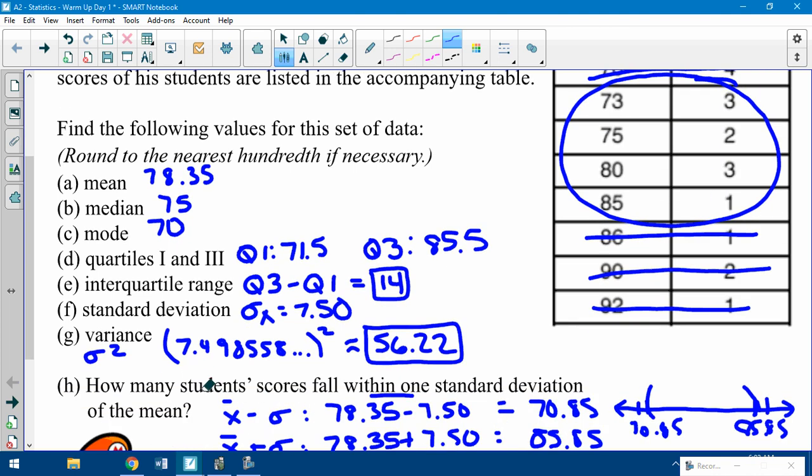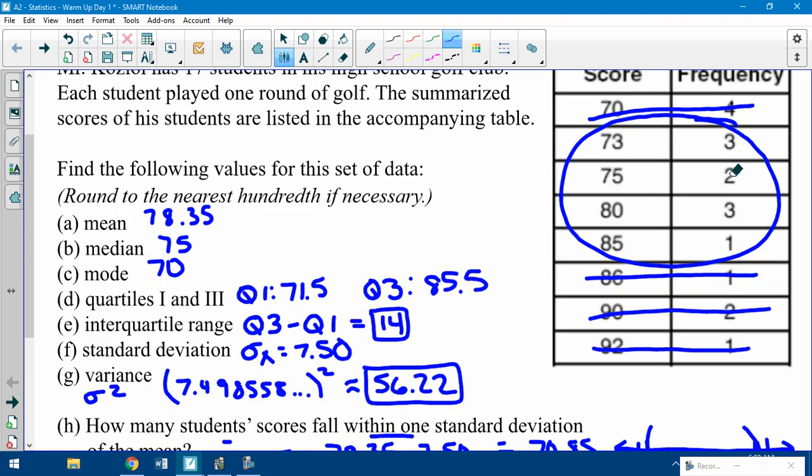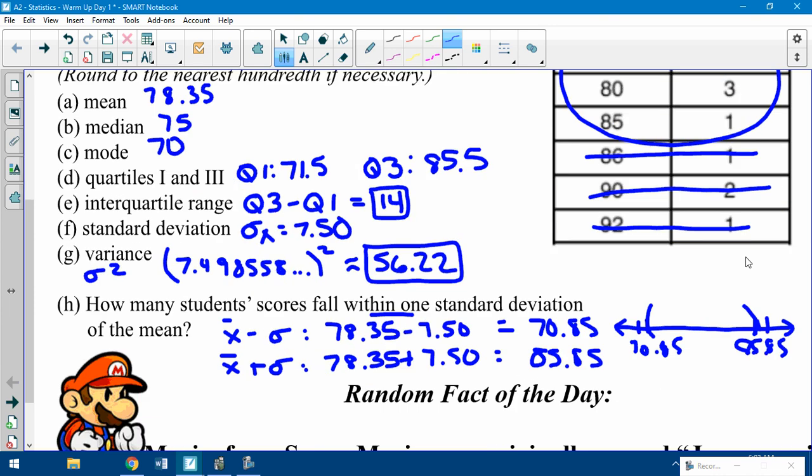Now it wants to know how many students. Remember, there's 3 of these, 2 of these, 3 of these, 1 of these. So add up the frequencies: 3 plus 2 plus 3 plus 1. And the answer is 9 scores.